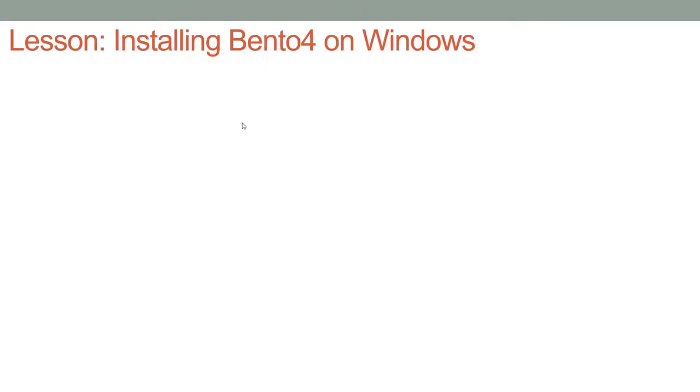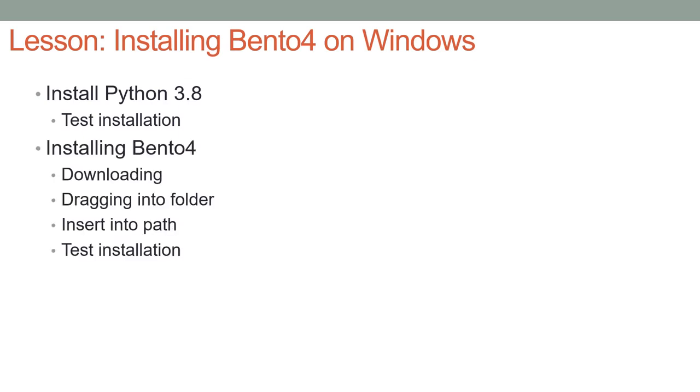In this lesson, we're going to learn how to install Bento4 on Windows. First, we're going to install Python 3.8 and test the installation. And then we're going to install Bento4, which involves four steps. First, we'll download the utilities, then we'll drag it into a folder, insert it into our Windows path, and then test installation.